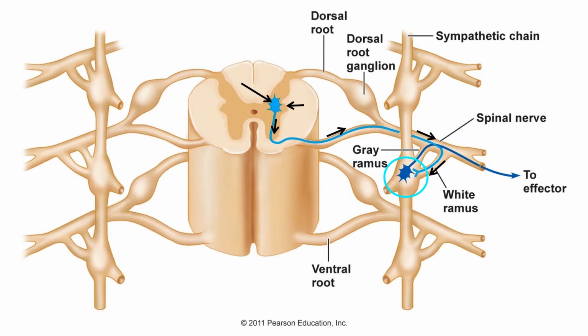One of the possibilities is that it synapses with the cell body of a neuron in the ganglion, and this neuron in the ganglion is going to send an axon back to the spinal nerve, but this axon is not myelinated, therefore it is called the gray ramus, and then it gets distributed to the targets through the spinal nerves.